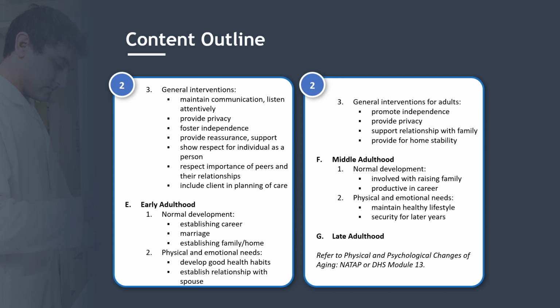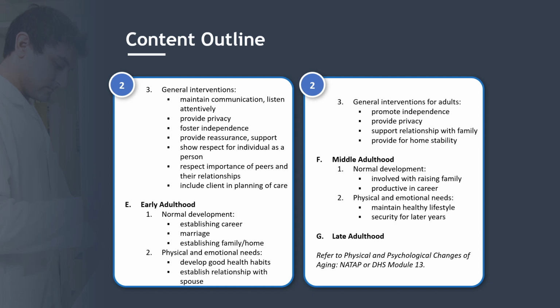E. Early adulthood. Normal development. Establishing a career. Marriage. Establishing a family or home. Physical and emotional needs. Develop good health habits. Establish a relationship with their spouse. General interventions for adults. Promote independence. Provide privacy. Support their relationship with their family. Provide for home stability.